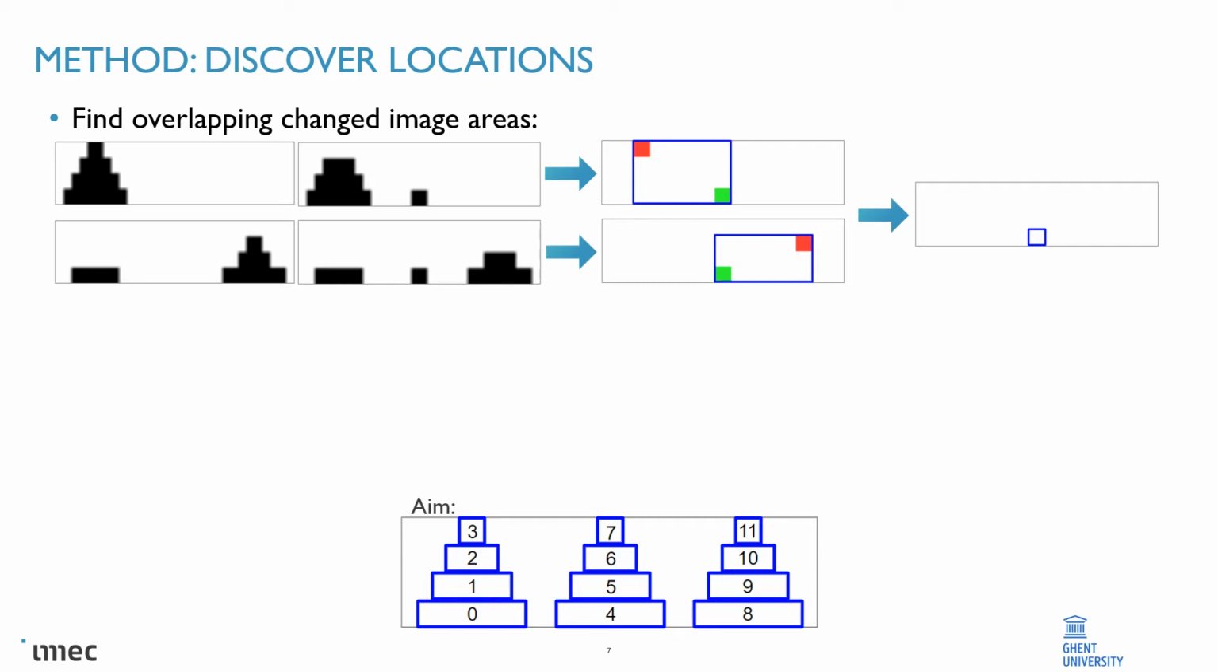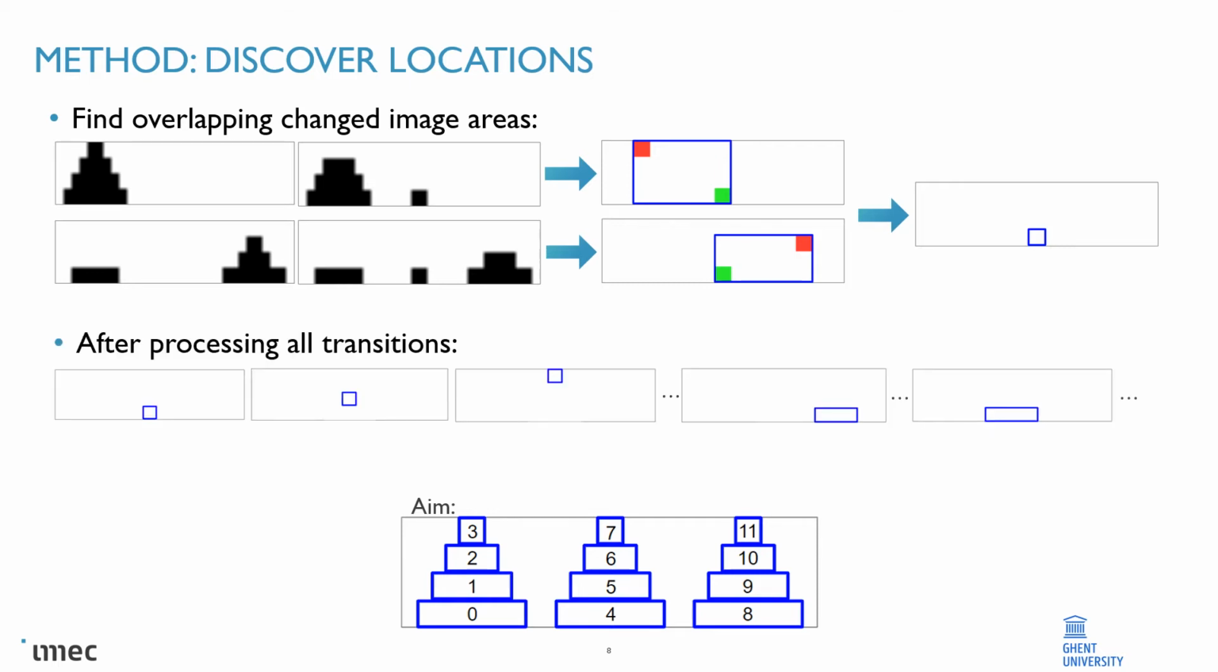The overlapping changed image areas are then discovered. This results in a long list of areas which are sorted from smallest to largest, and then iterated over to discover the largest non-overlapping areas to be added to our set of location objects. Objects are given an ID to enable them to be transformed to and from PDDL.